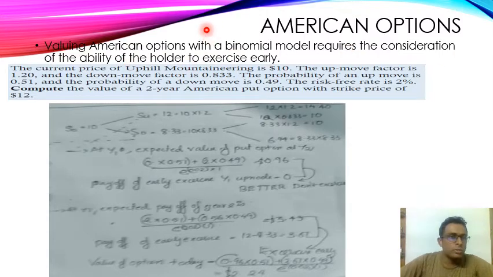The major difference between American options and European options is that American options hold a right to exercise early, whereas a European option can only be exercised at maturity. So we'll explain this by taking an example.